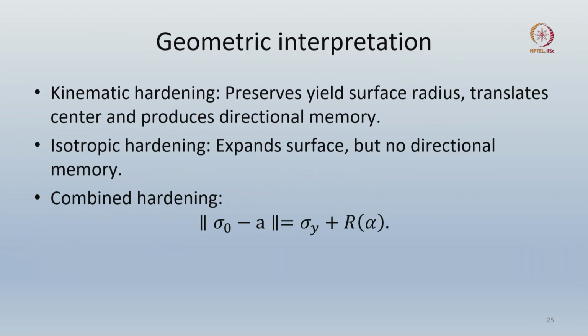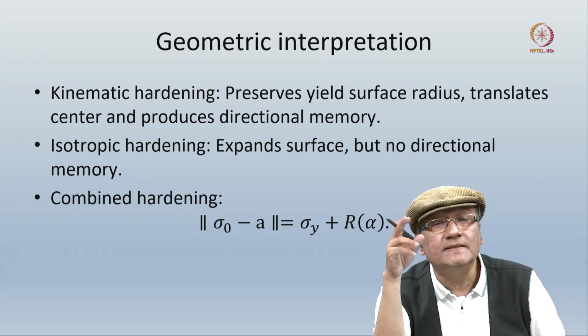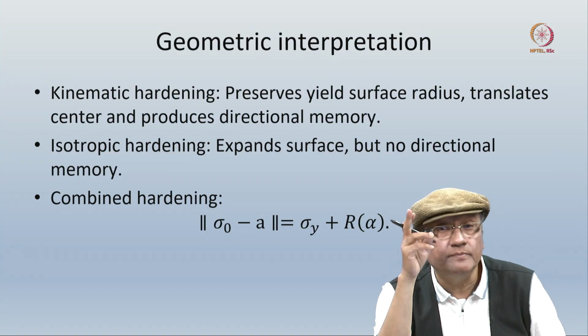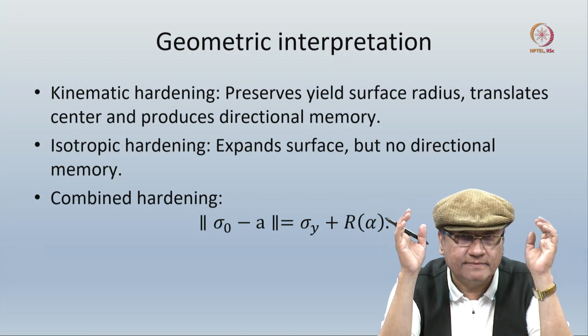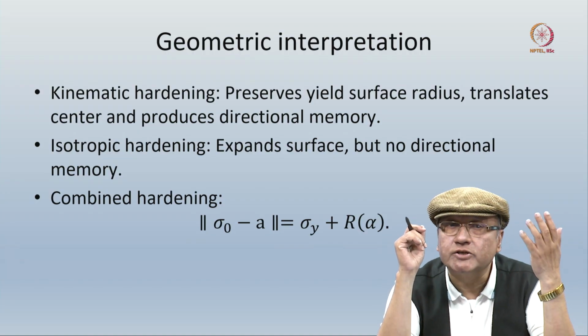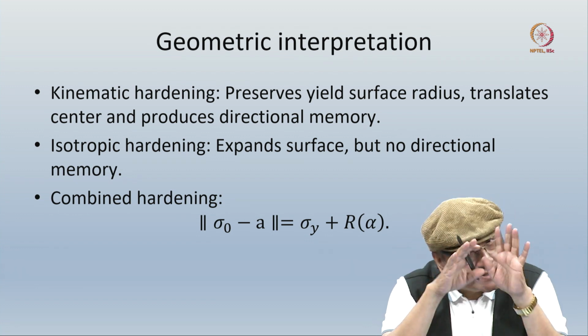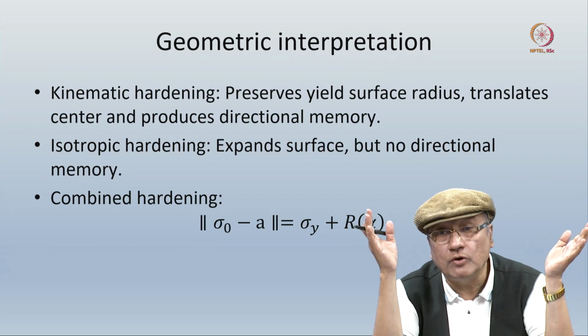So, the geometric interpretation for kinematic hardening, as we have already seen, is that it preserves the yield surface radius, it only translates the center and produces the directional memory, which is very important. It is something like a residual stress that produces a directional memory, right. The isotropic hardening has no such directional memory. It expands isotropically, uniformly in all directions.